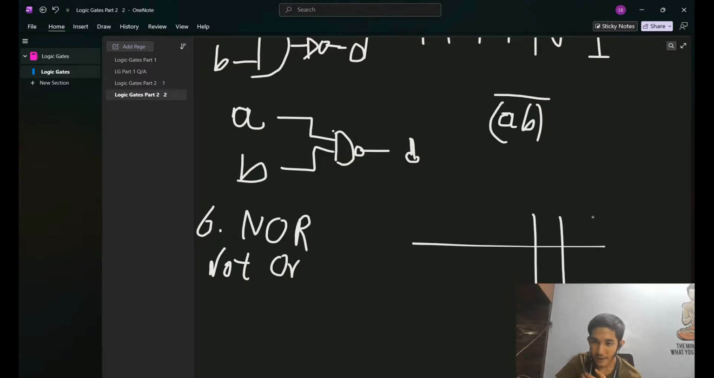So now here we have D, here we have C. C is the OR gate and D is the NOR gate. To chemistry students, no, this is not Avogadro's number.